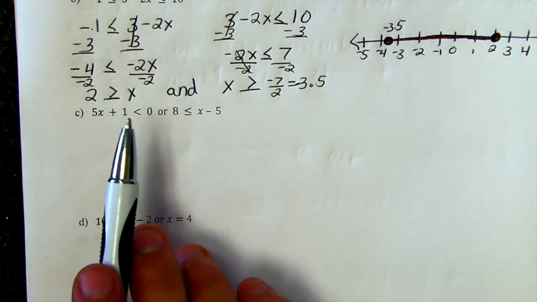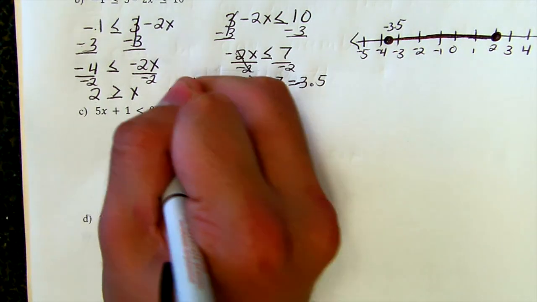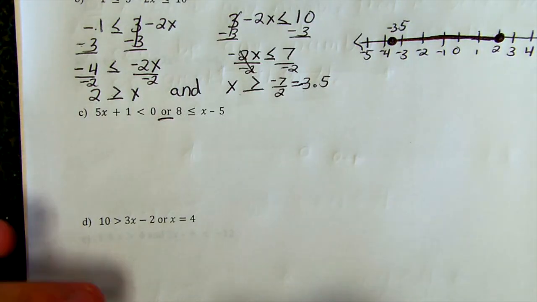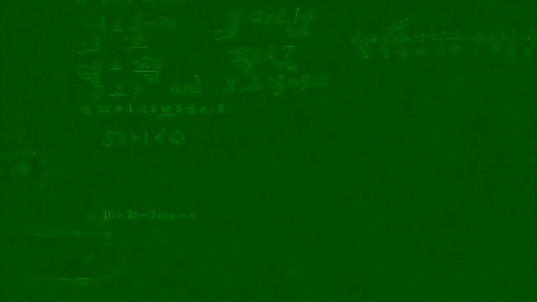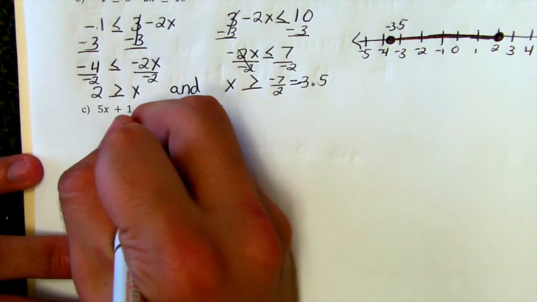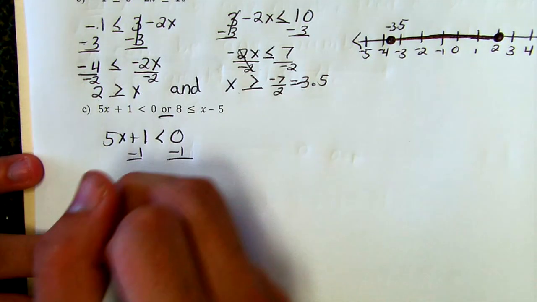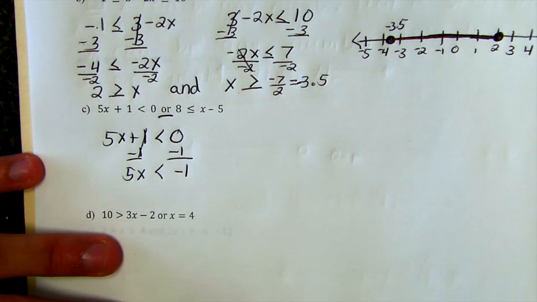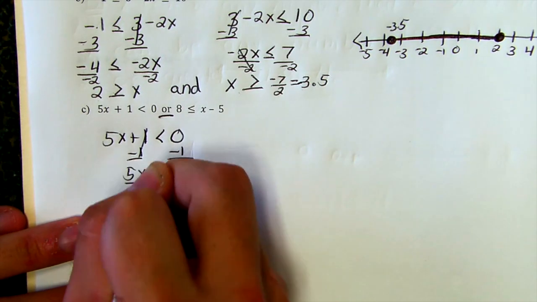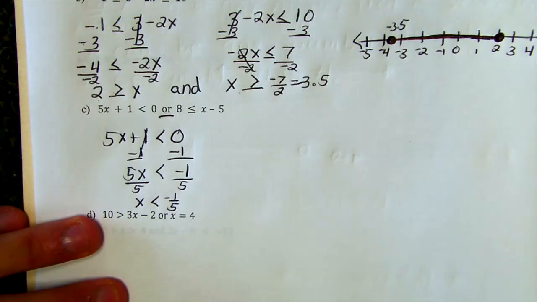We have 5x plus 1 is less than 0, or, so now we're using or, 8 is less than or equal to x minus 5. So if we look at this, let's start with 5x plus 1 is less than 0, and let's solve this one for x. We're going to have to subtract 1, and then we get that 5x is less than 0 minus 1, which is -1. And then to get x, we're going to divide both sides by 5. So we get x is less than -1/5.